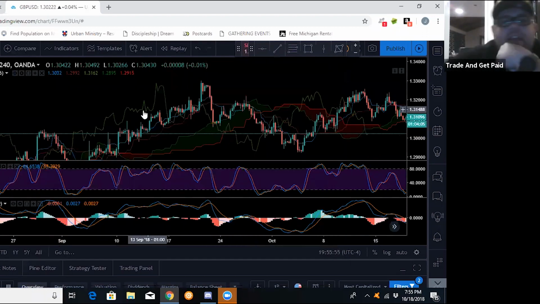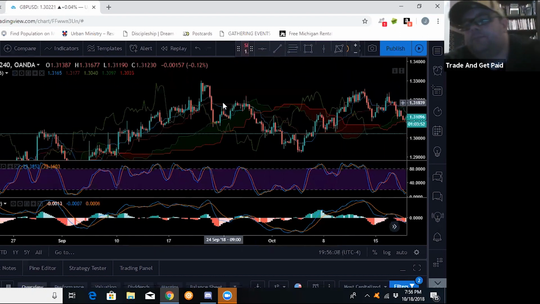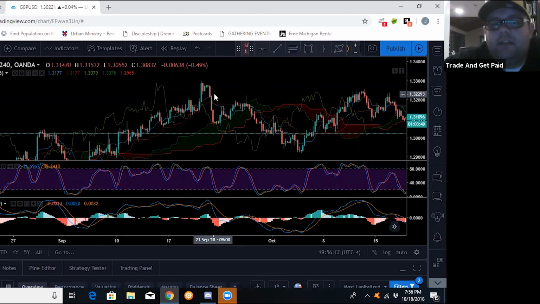So here's the thing, guys. The Ichimoku cloud is a very complex indicator that is gauging momentum, gauging volume, gauging volatility, and it almost tries to be a little bit predictive rather than reactive, but it is still an indicator that is reactive and cannot be relied on solely by itself.